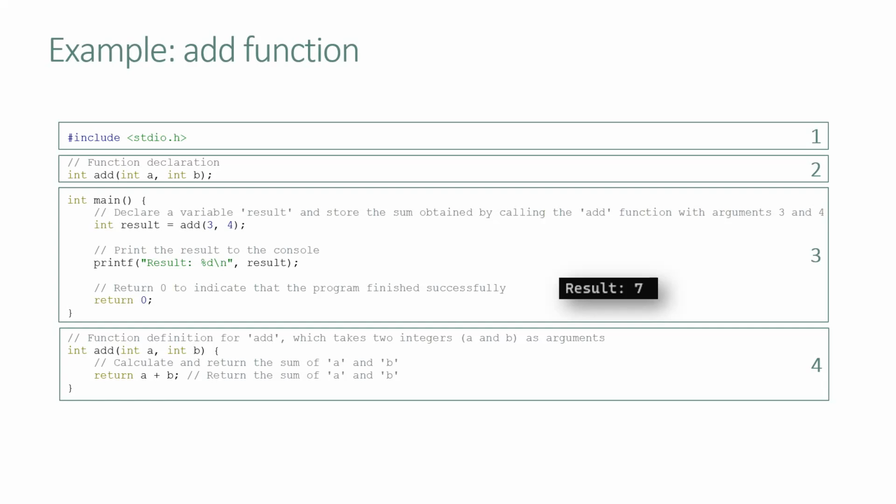4. Finally, after the main function, we have the definition of the add function. This is where we tell the computer exactly what add is supposed to do. In this case, simply take two numbers, a and b, add them together and return the sum. So essentially, this program is a neat example of how to define and use a simple function in C to add two numbers.